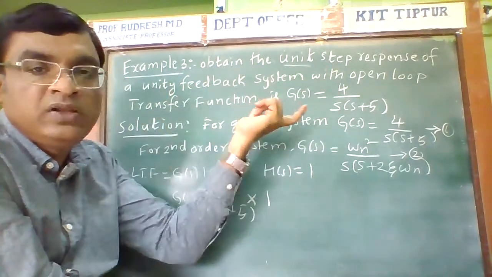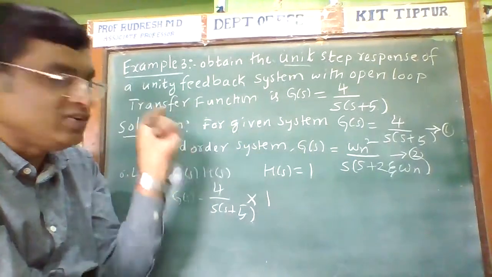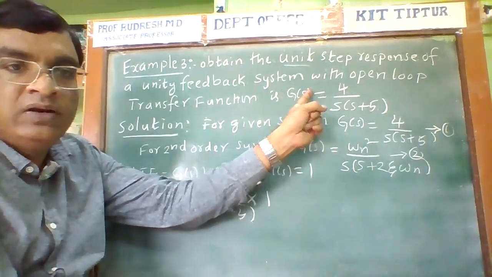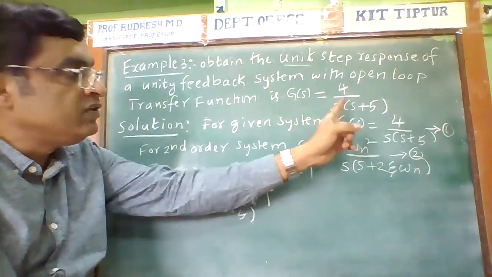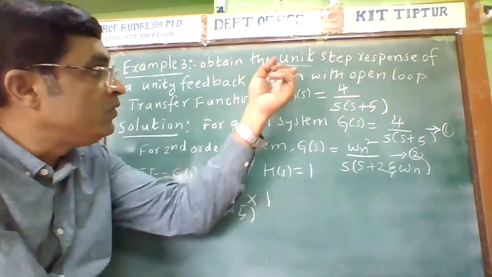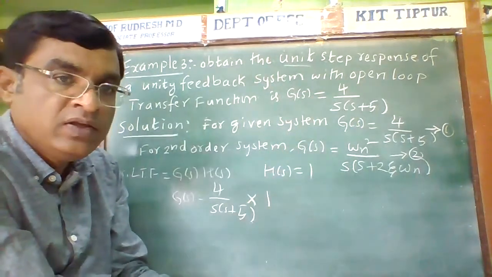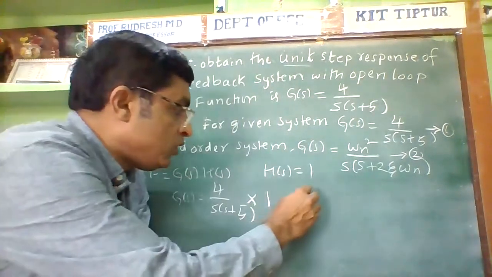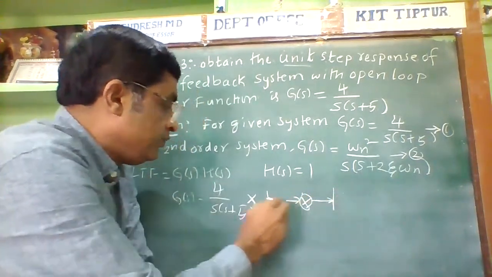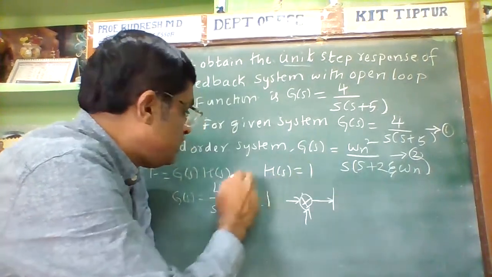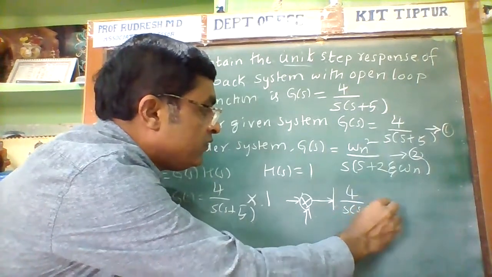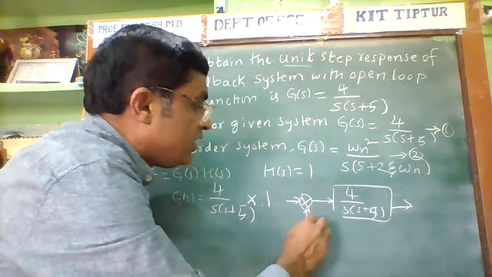G(s) is the open loop transfer function, because G(s) into H(s) is G(s) into 1. So 4 divided by s into (s plus 5) is the open loop transfer function of this second order system for a unit step input. Now this is the second order system represented by G(s) equal to 4 divided by s into (s plus 5). This is the block diagram of the second order system.